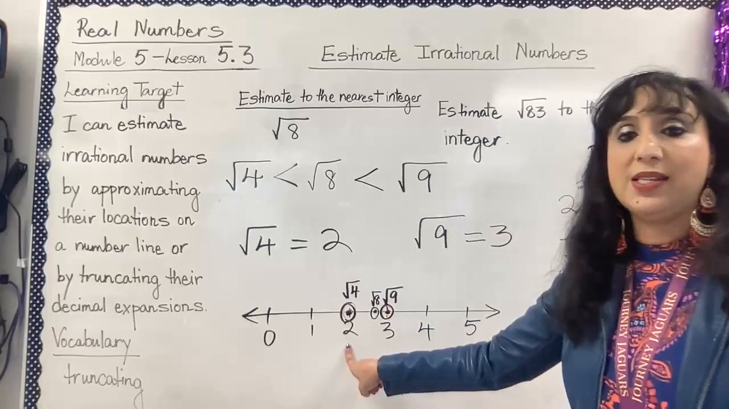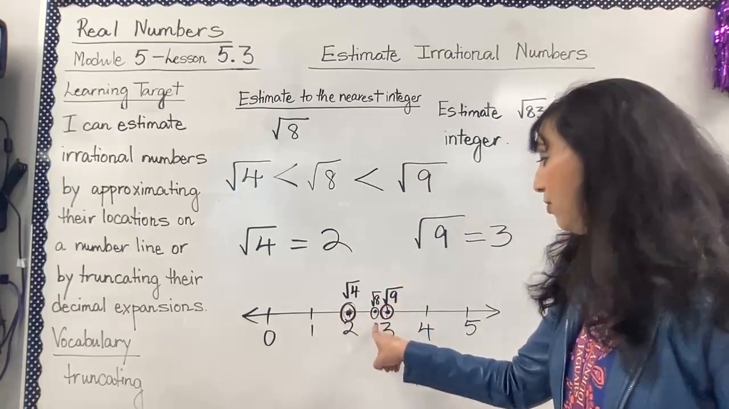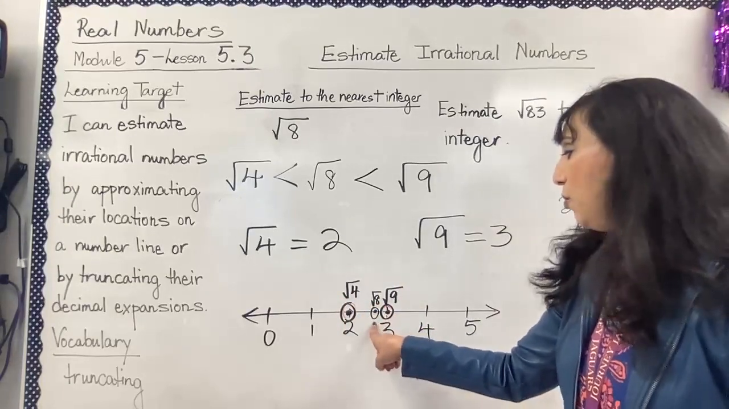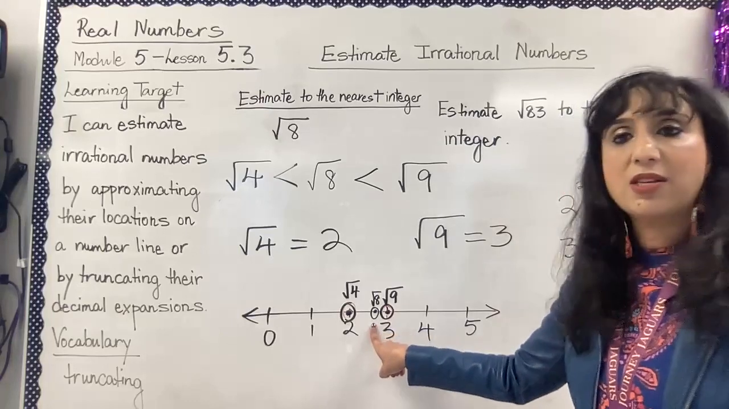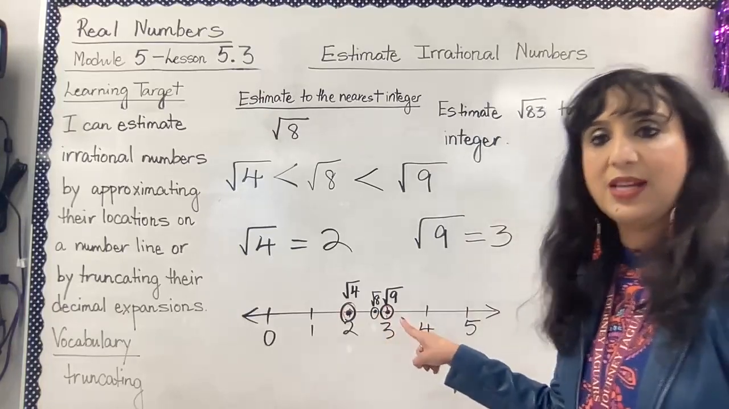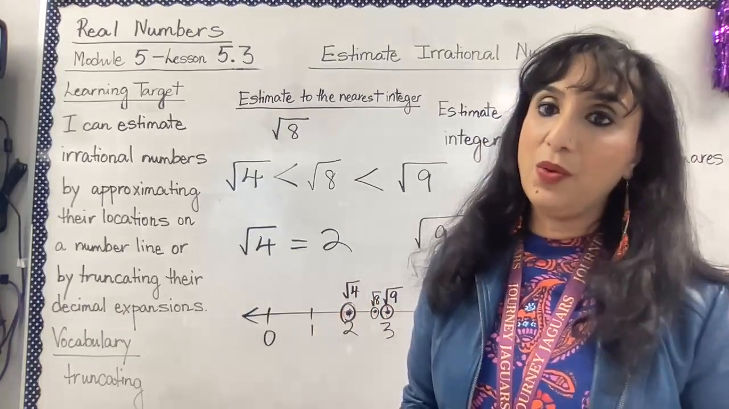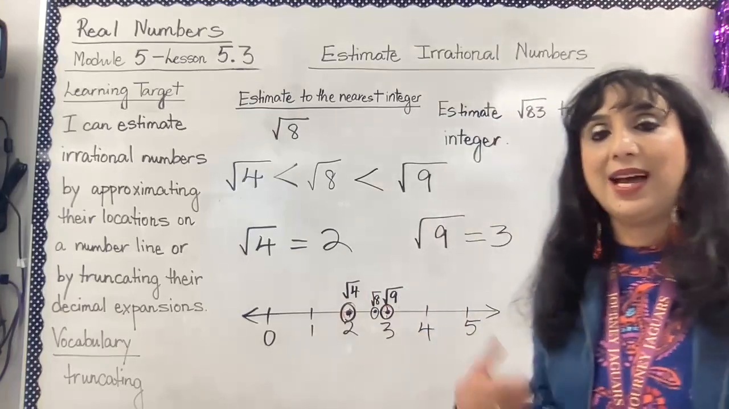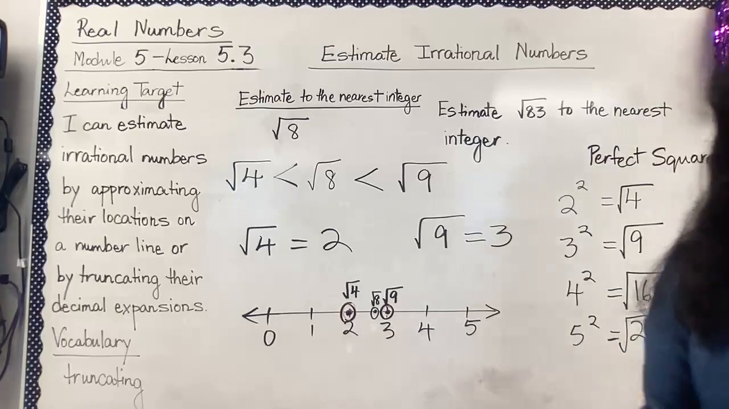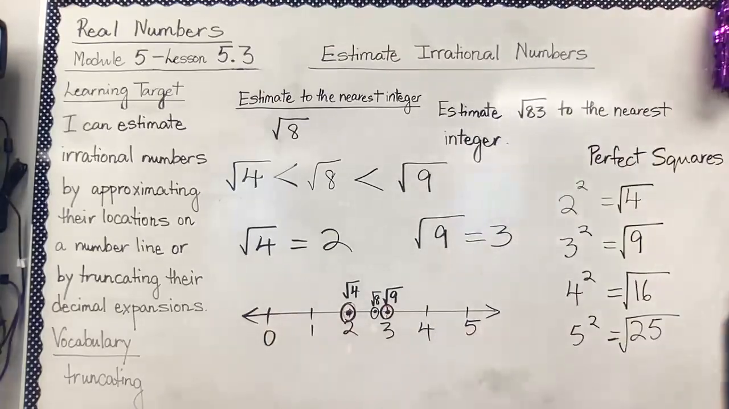All right, and we can say square root of 8 is closer to square root of 9 rather than square root of 4. It's not that close to square root of 4. So that is why we are just going to give an approximate value. And since this is closer to square root of 9, therefore my answer would be 3 in this case. And that's how we are estimating to the nearest integer, depending upon the proximity of the number, all right?